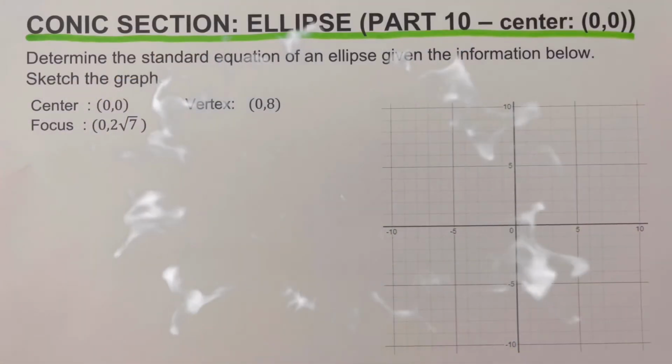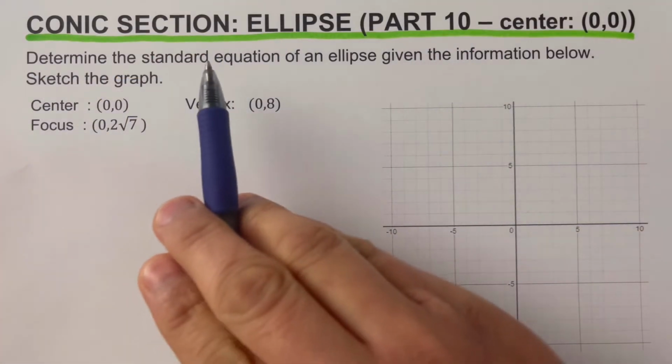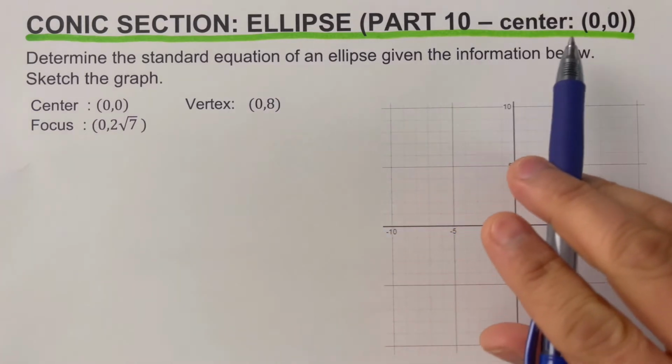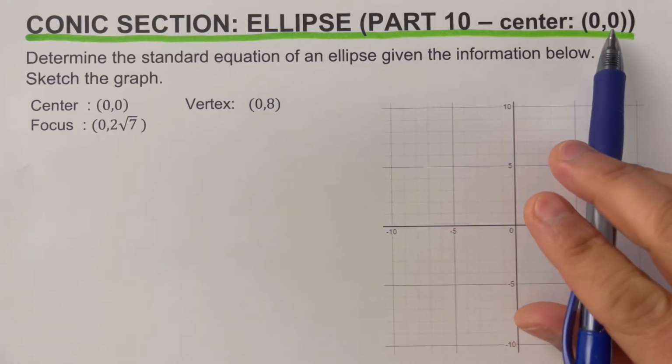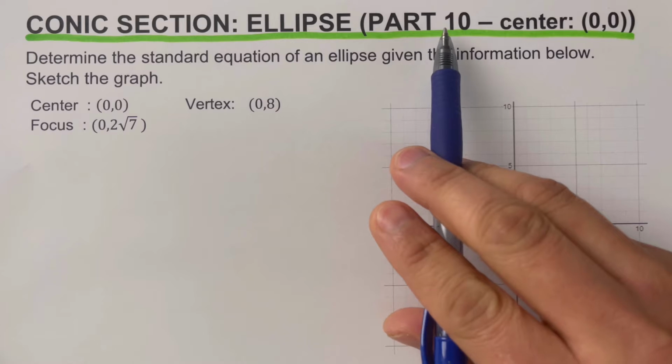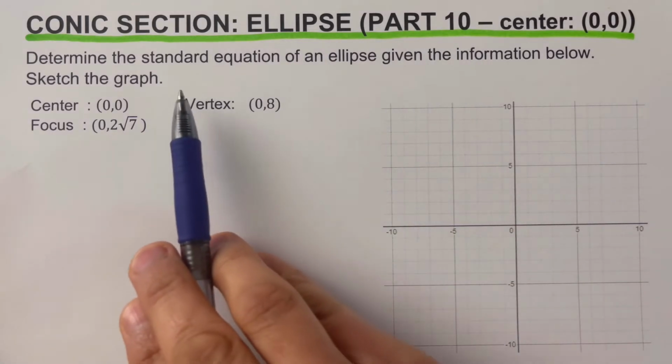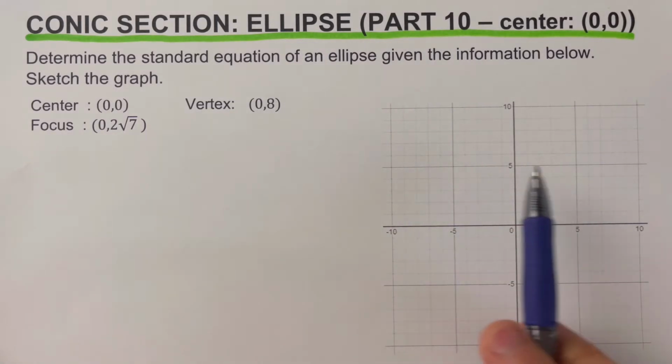Hello everyone. This video will focus on conic sections, specifically on the ellipse with center at (0, 0), or at the point of origin. And this is the 10th part. In this part, we're supposed to determine the standard equation of an ellipse and we're supposed to graph it.